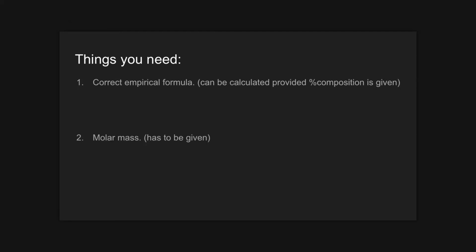So let's get started with the actual process. Now in this particular section, you need 2 things to figure out the molecular formula. Number 1 is you have to know the correct empirical formula, and this will either be given or it also can be calculated. So when you see a problem where they don't give you the empirical formula, do not stress over it. What they will give you is the percent composition. So as long as this is given, then you should be okay.